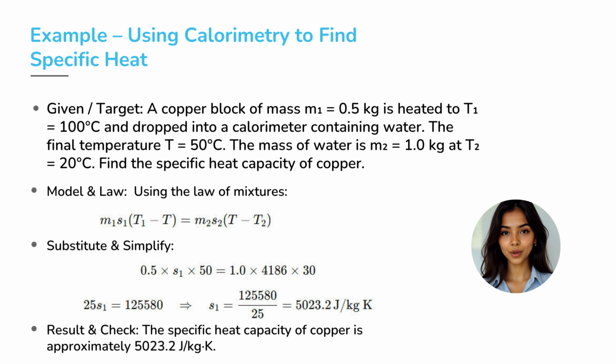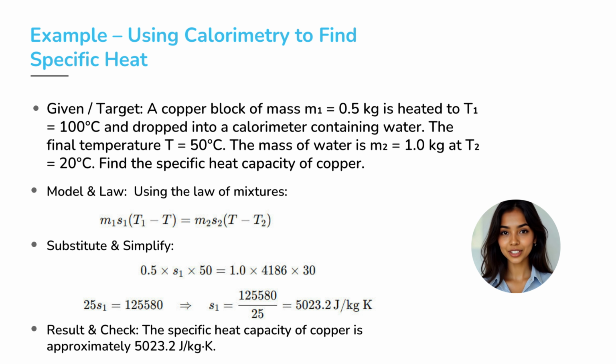We have a copper block with a mass m1 equals 0.5 kilograms, heated to a temperature T1 equals 100 degrees Celsius. This block is dropped into a calorimeter containing 1.0 kilograms of water, initially at temperature T2 equals 20 degrees Celsius. The final temperature is 50 degrees Celsius. We need to find the specific heat of copper.